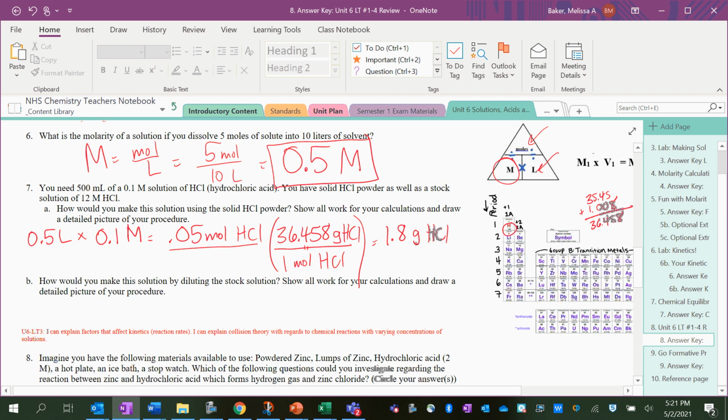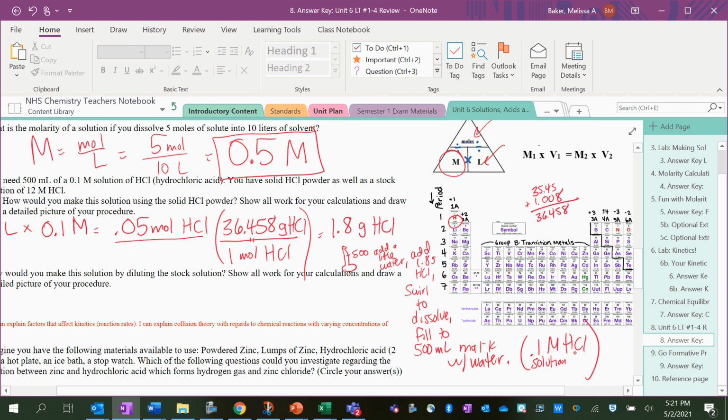And then draw my procedure. So I would have a 500 milliliter volumetric flask, and I would add a little water, add 1.8 grams of HCl, swirl to dissolve, and then fill to the 500 milliliter mark with water. And then I'll have a 0.1 molar solution of HCl. And I'll have 500 milliliters of it.